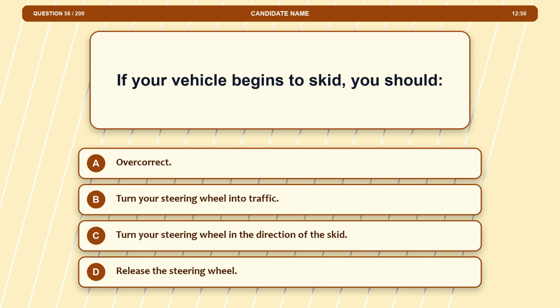Question 56. If your vehicle begins to skid, you should: Option A, overcorrect. Option B, turn your steering wheel into traffic. Option C, turn your steering wheel in the direction of the skid. Option D, release the steering wheel.